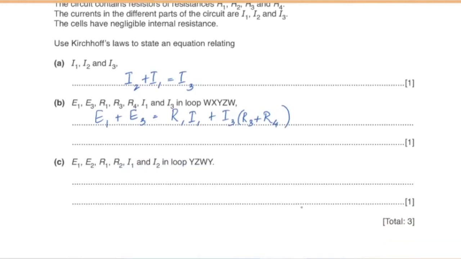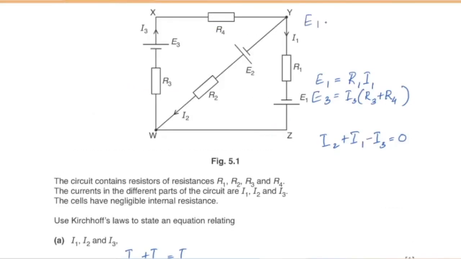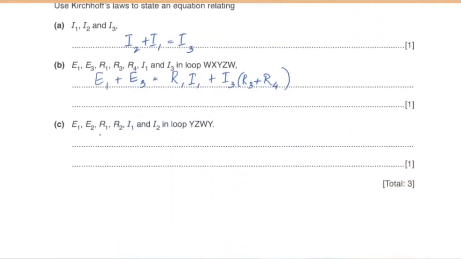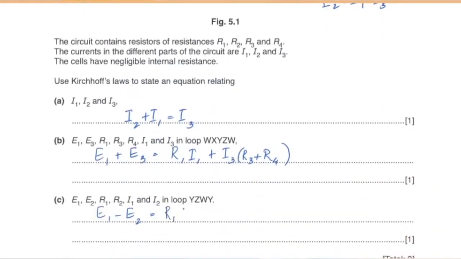Part C, E1, E2, R1, R2, I1, and I2 in loop YZWY. So E1 again is R1 I1, and E2 is equal to I2 R2. Since both cells have the same terminals, positive and positive, facing each other, we are going to have the difference between them. So we'll subtract E1 and E2. So E1 minus E2 is equal to R1 I1 minus R2 I2.